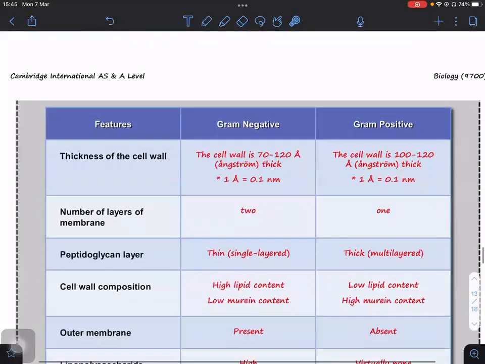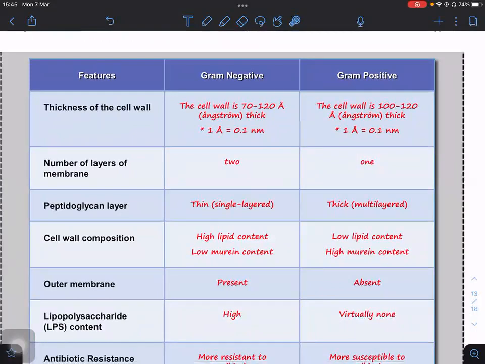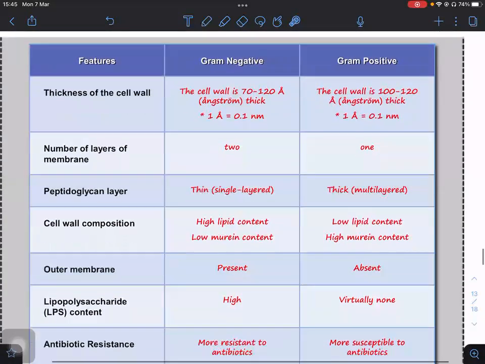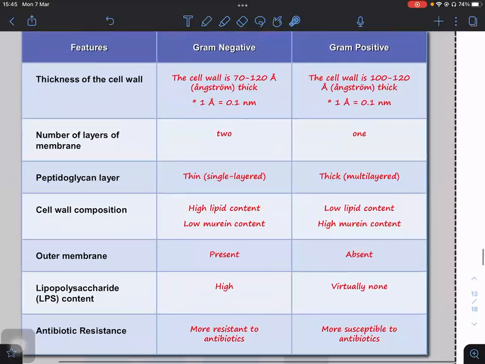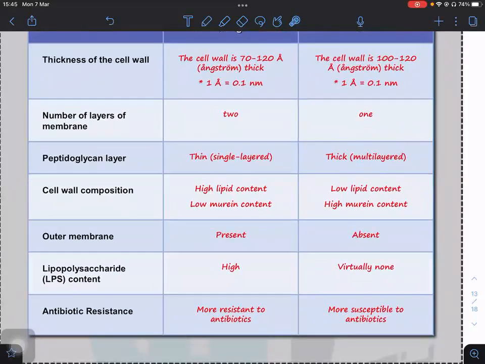Thickness of the cell wall: gram-negative is roughly 70 to 120 angstrom, but the gram-positive cell wall is 100 to 120, so thicker in this case. Number of membrane layers: gram-negative has 2 layers, gram-positive 1 layer. Peptidoglycan is thin, basically a single layer in gram-negative, but thick with multiple layers in gram-positive. Cell wall composition: gram-negative has high lipid content and low murein, but gram-positive has low lipids and high murein.